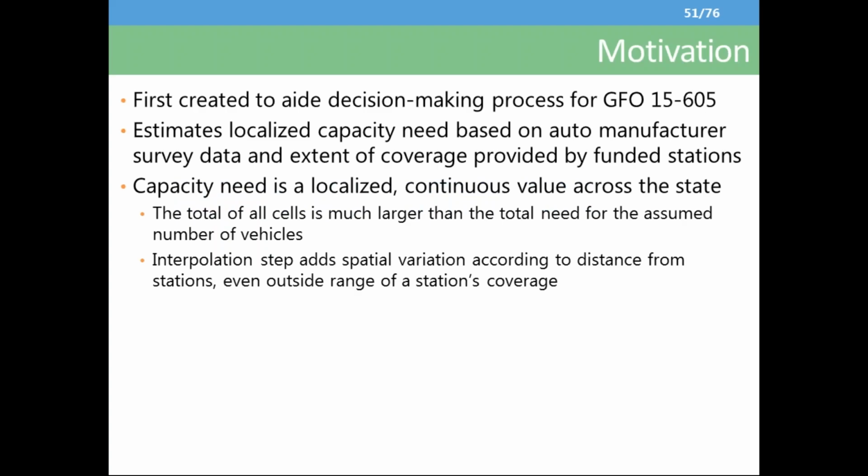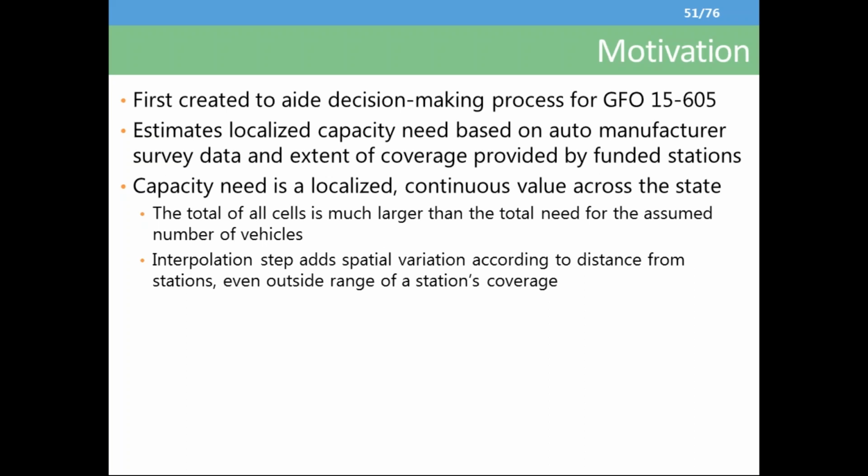Next slide. So this was first created to really help with the decision-making process for awarding stations through GFO 15605. The intent is to estimate the localized capacity need for new hydrogen stations based on the CHIT evaluations of the potential first adopter vehicle market and the auto manufacturer survey data. It also incorporates information about the extent of coverage provided by the funded stations.